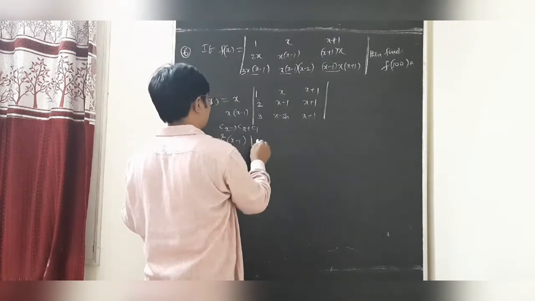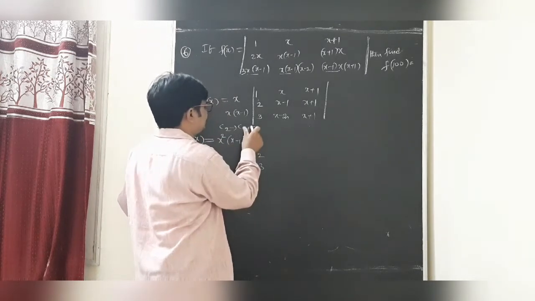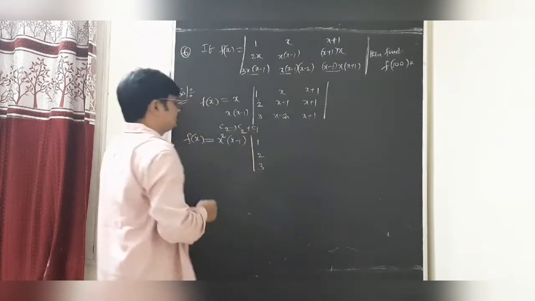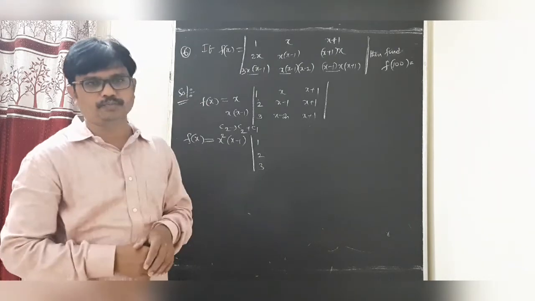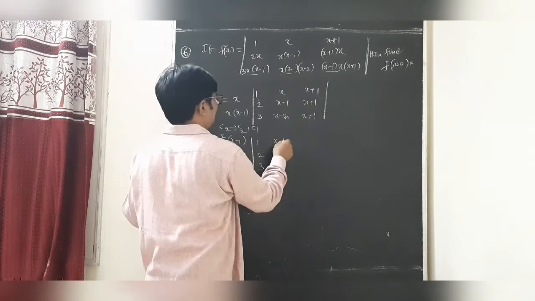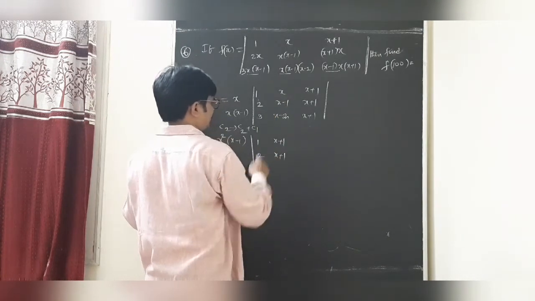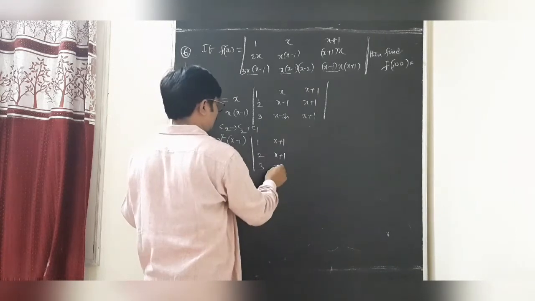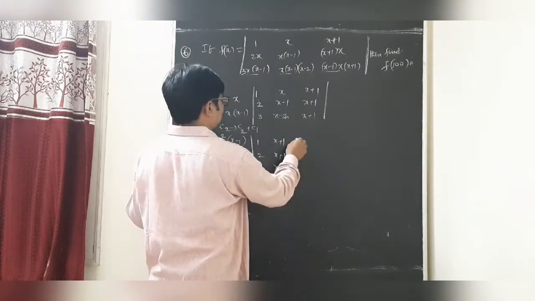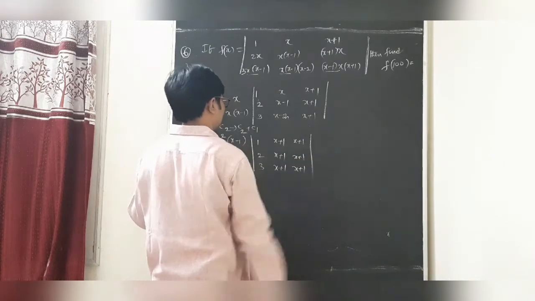Take the first column 1, 2, 3. C2 is replaced by C2 plus C1. So that is x plus 1. After that, minus 1 plus 2 is also x plus 1, and plus 3 minus 2 is also x plus 1. So x plus 1, x plus 1, x plus 1.